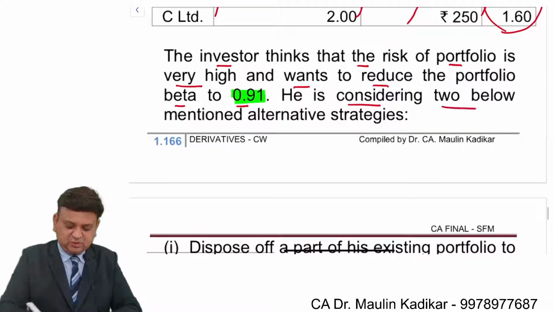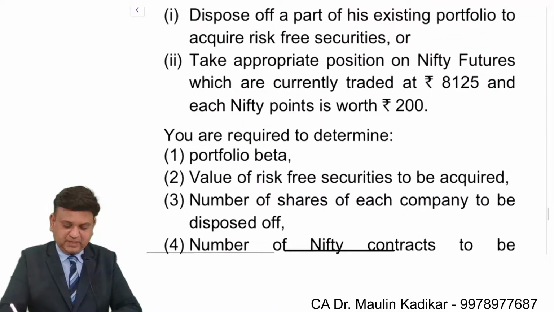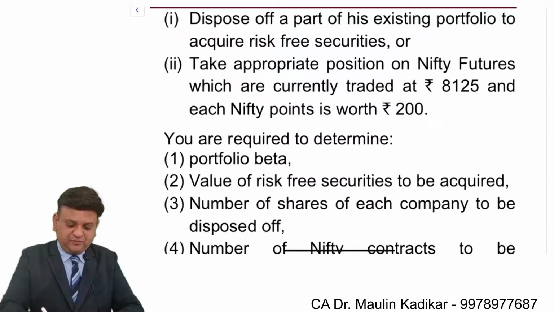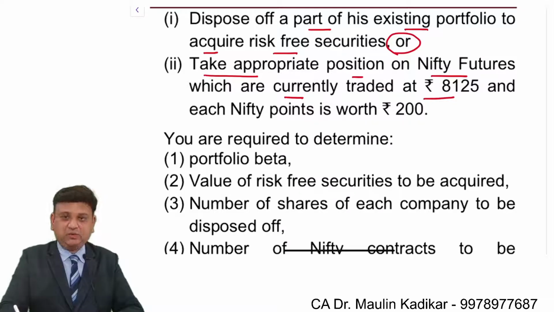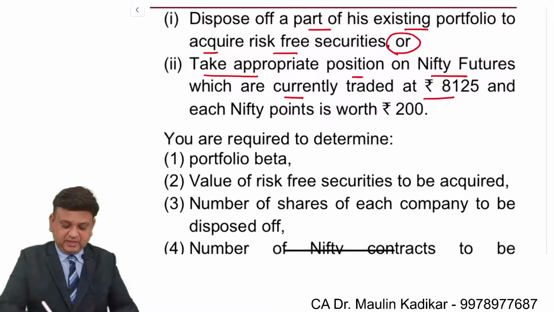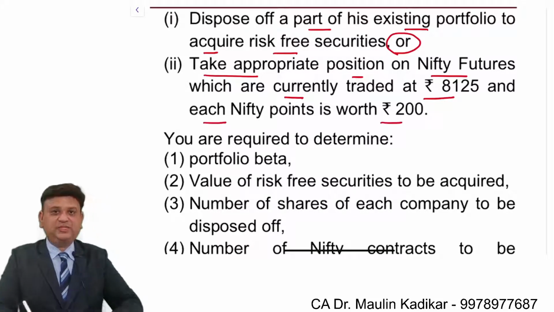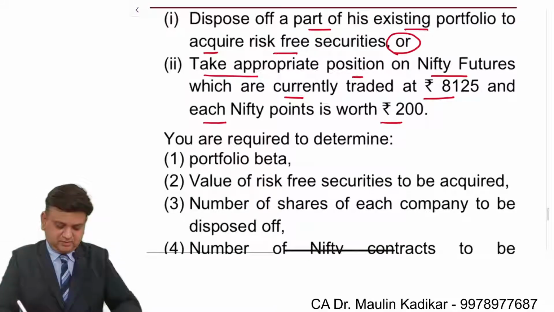He is considering two below mentioned alternative strategies. There are two strategies: dispose of part of the existing portfolio to acquire risk-free security, or take appropriate position on Nifty Futures which are currently traded at 8125. Each Nifty point is worth rupees 200. यानी lot size दे रखा है.